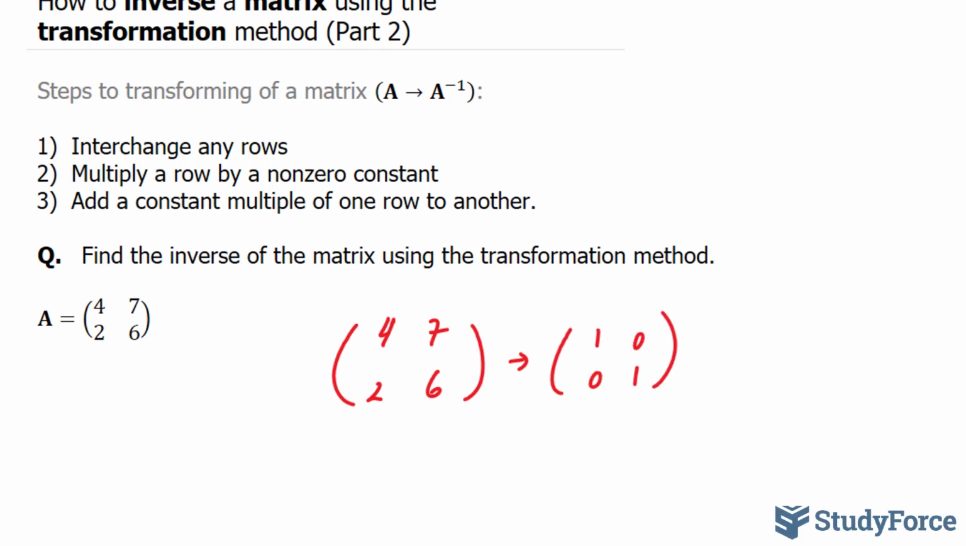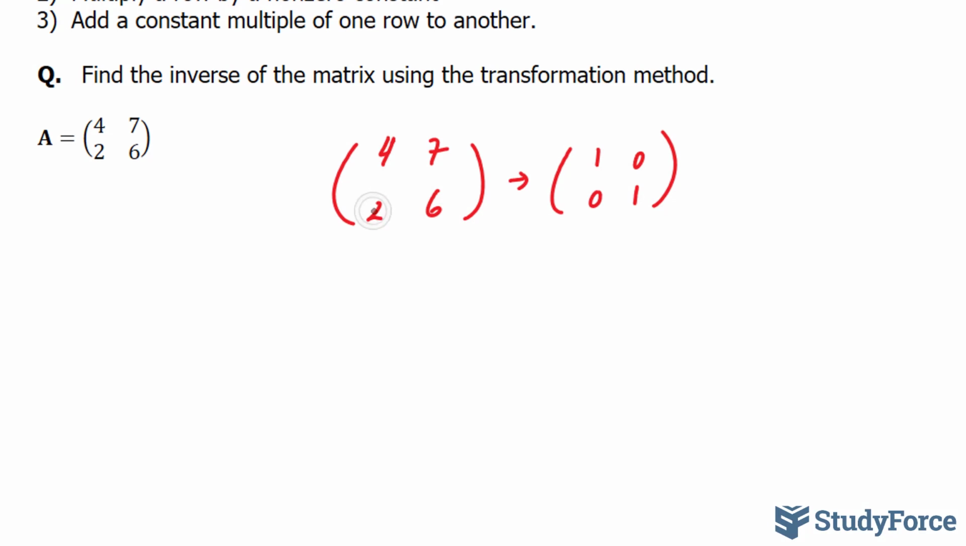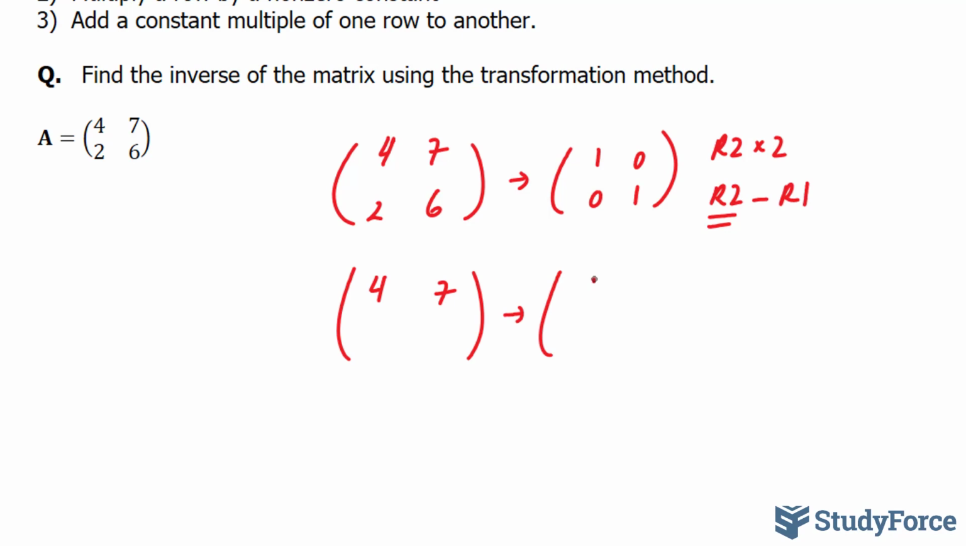The first element that I'll be tackling here is to convert this 2 into a 0. And to do that, I'll multiply row 2 by 2 and amend row 2 by subtracting row 1 from row 2. So row 2 will be the one that's amended, and I'll be subtracting the products of row 1 from that. Since only row 2 is being amended, I can rewrite all of row 1 the way it is. 4, 7, 1, and 0.